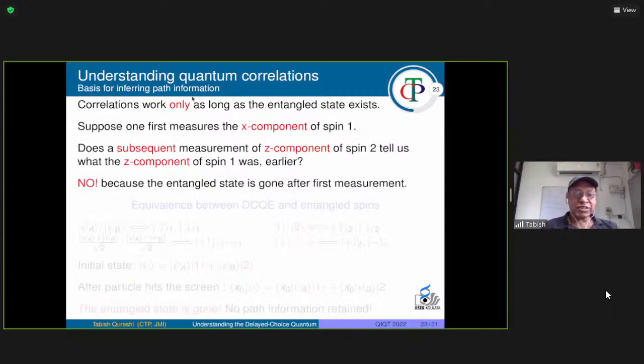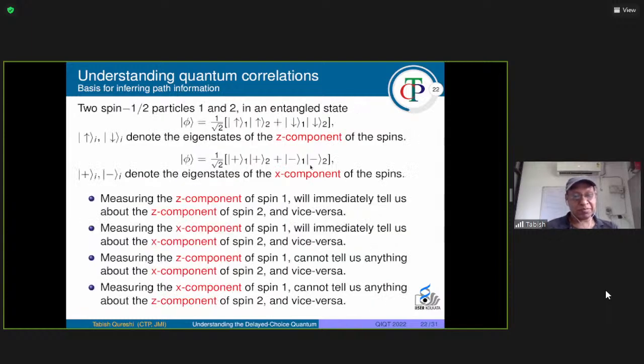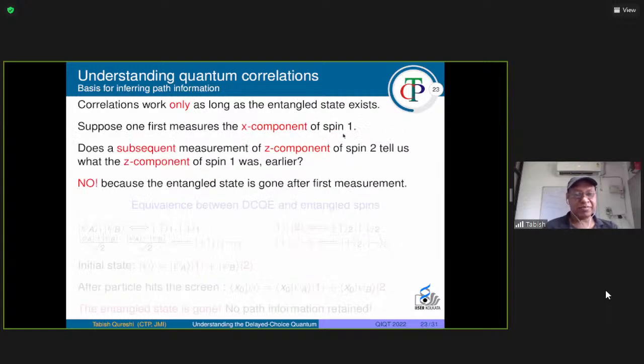And these correlations work only as long as the entangled state exists, because the basis of this is the existence of this entangled state. If the entangled state is gone, then you cannot use that logic.